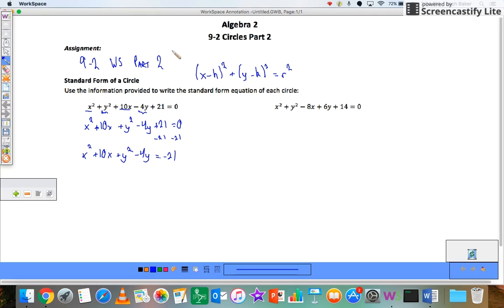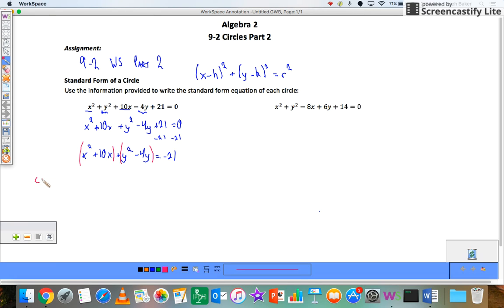Now, from here, what we want to look to do is to go through, and we need to put some parentheses around our x terms and our y terms. So that's what we're going to look to do here. We're going to group these with parentheses. Now, what we're going to do with these parentheses is actually go through and complete the square.